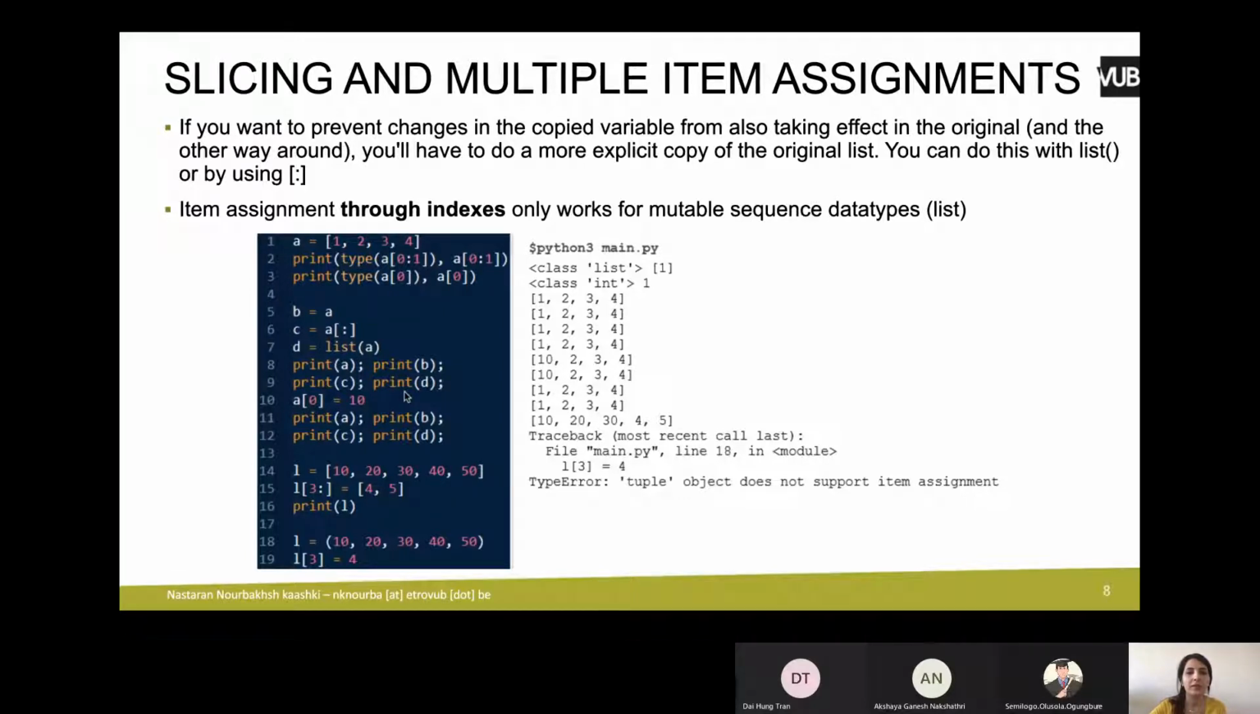If we print all of them, now you can see that all of them have the same elements. I changed the first element of A to 10, and now I print all of them. You can see that the first elements of A and B have been replaced by 10, but C and D still have the old value. You can see it here. Why? Because C and D are different objects. We created another list by this syntax.